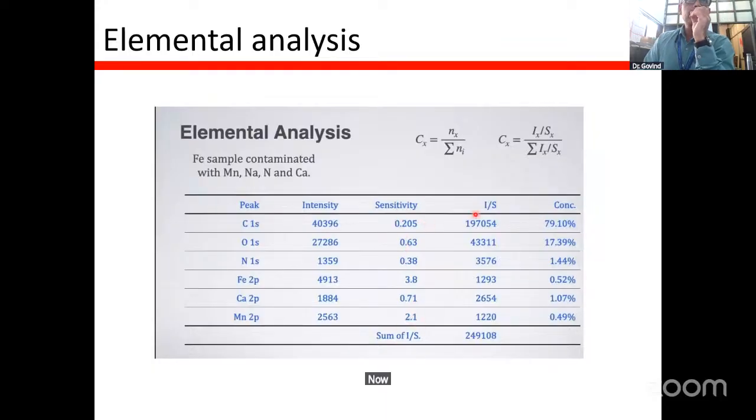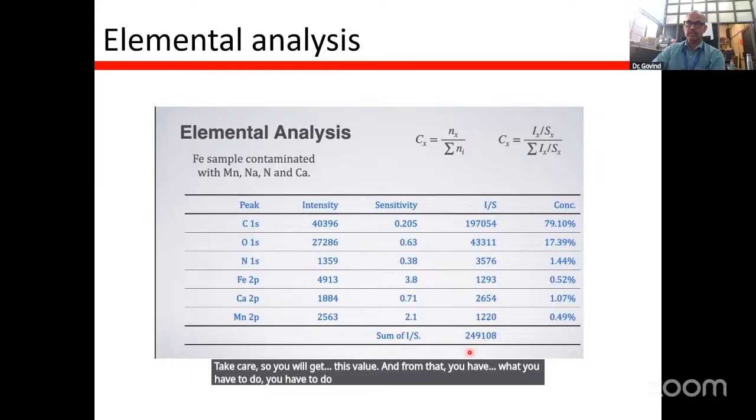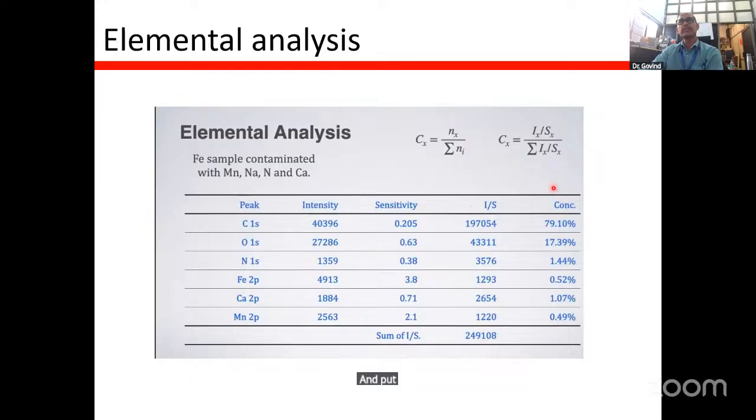Now, what is I upon S? This is the sensitivity factor and this is the intensity factor. I is defined as the intensity area and sensitivity is defined as S. So just take the ratio of both, and you will get this value. And from that, you have to do the entire summation, and put this value in the equation.